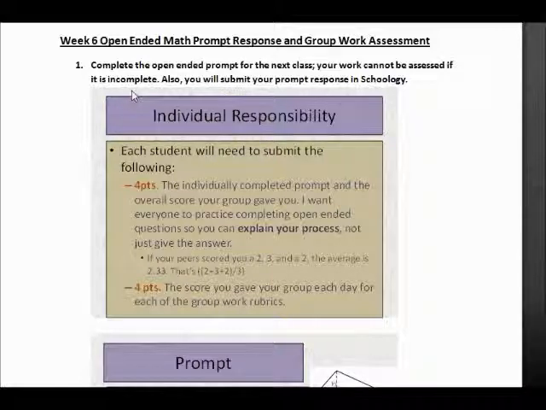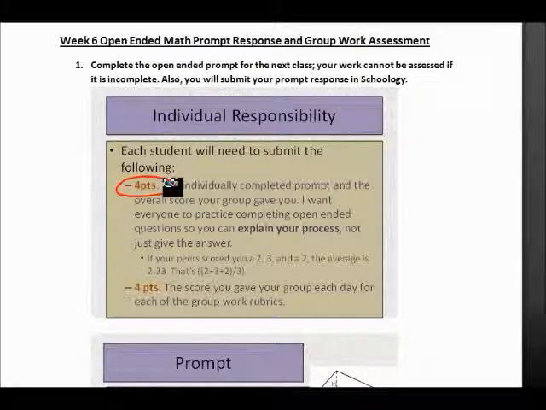So the first step that I'd like to review is that you do need to complete the open-ended prompt before the next class, because you need to have that completed prompt for your peers to evaluate. If it's not complete, they have nothing to evaluate. At the end of the unit, you will submit that completed response in Schoology, along with the score that you got from your group. So that is the first 4 points for this assignment.